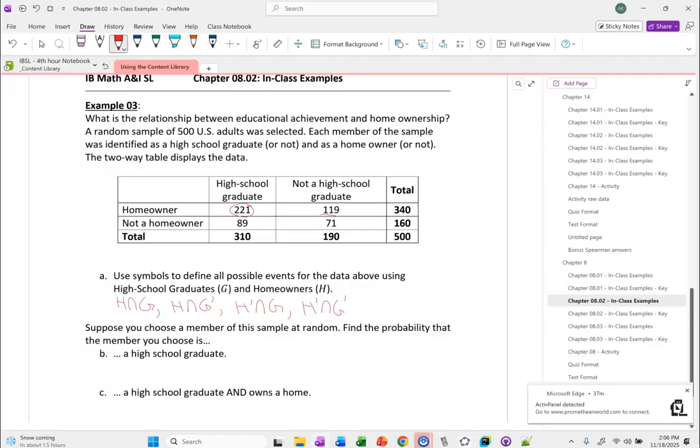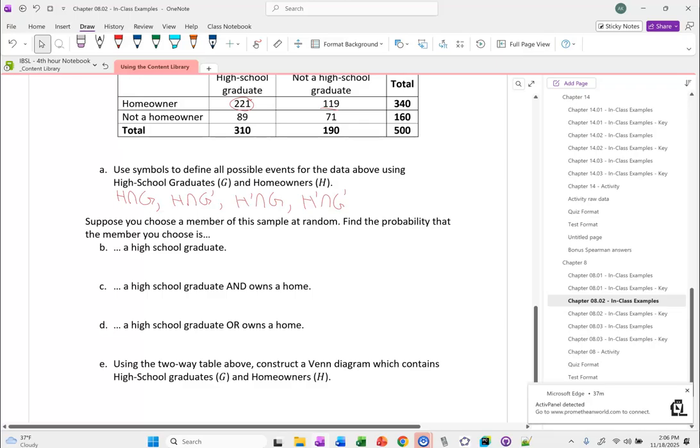Does it matter the order that you write? Because you've written G and H. Yes, that's fine, right? Intersection, union, both commutative. Means it reads the same way forward and backwards. Yep.